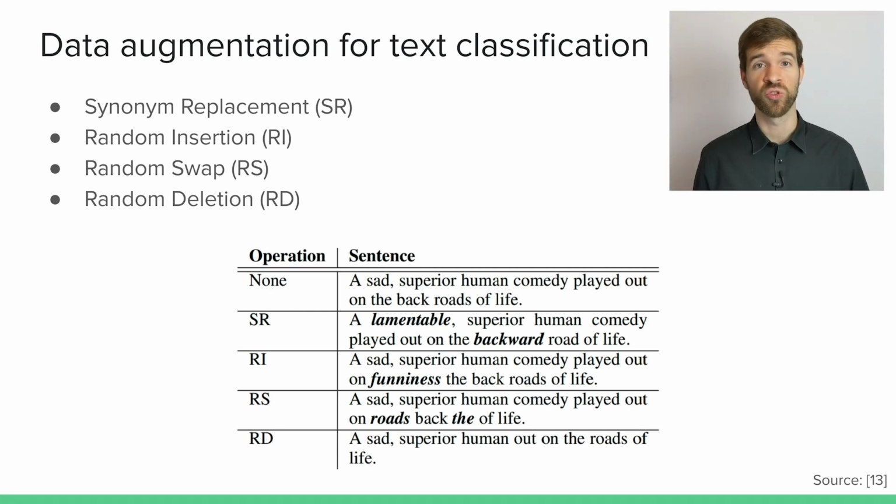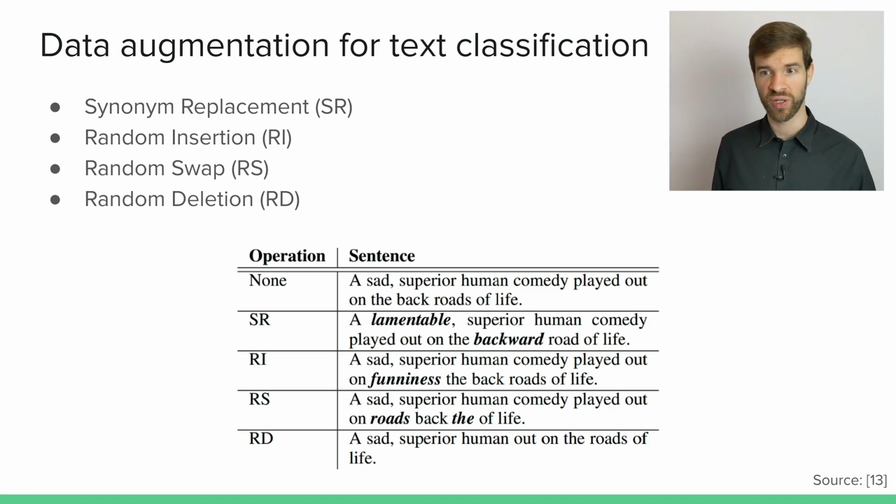If we go to the text domain, you can also apply some meaningful data augmentation techniques here, like synonym replacement, where you replace one word with another word that has the same meaning, a synonym. You can perform random insertions, where you just attach another random word somewhere in your input, and the network should still kind of be able to make some sense out of it. You can swap words randomly, or you can delete words randomly.